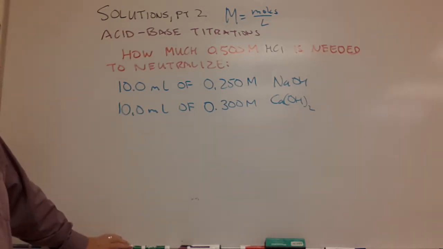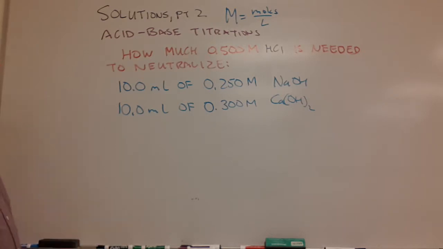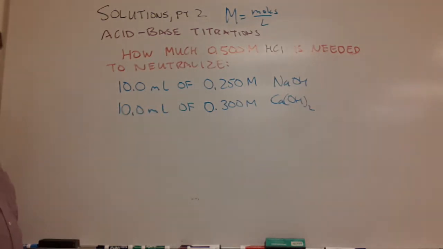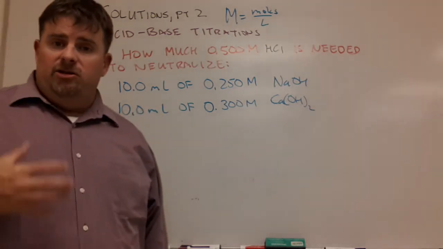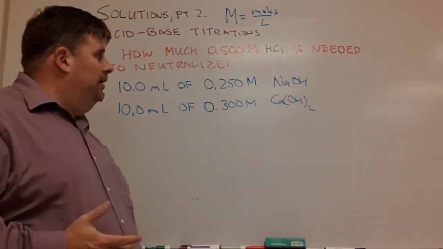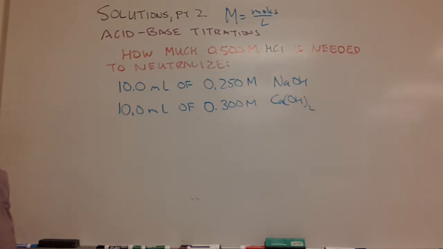All right, and the question here is how much 0.5 molar HCl is needed to neutralize 10 milliliters of 0.25 molar NaOH and 10 milliliters of 0.3 molar calcium hydroxide. All right, let's do the top one first. That's relatively simple. Okay, and what I have at this point is a 0.5 molar solution of HCl and a 0.25 molar solution of NaOH. At this point, I should find out the number of moles of each.